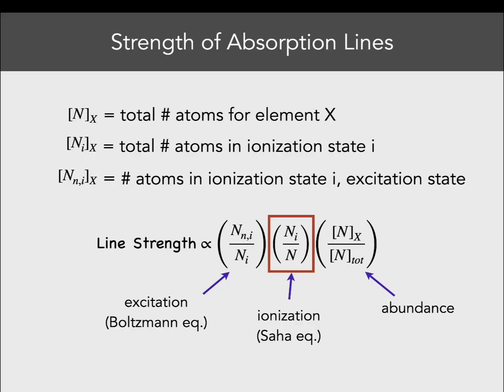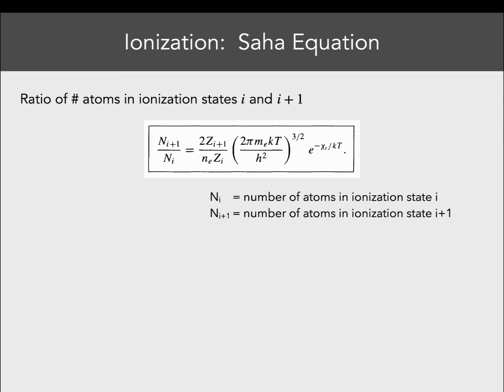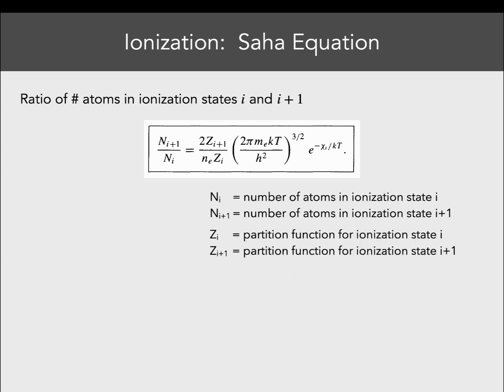Let's look at this next term. The next term is the ionization state. This is the equation, the Saha equation. It tells you how many atoms you have in the next higher ionization state compared to the ionization state that you're currently in. N_i is the number of atoms in ionization state i. N_i+1 is the number in the next higher ionization state.